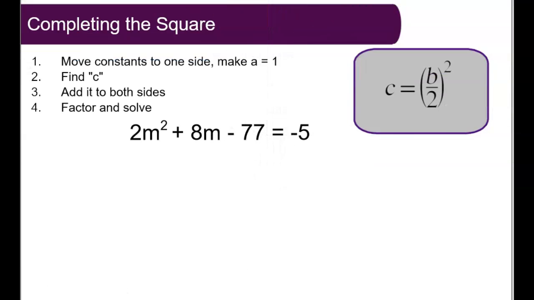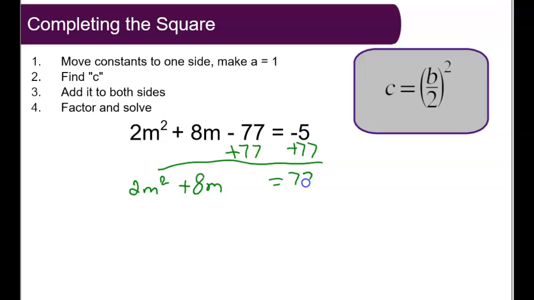For this next equation, let's move the constants to one side. So I'm going to add 77 on both sides. I get 2m squared plus 8m. That's going to be equal to 72. Now a is equal to 2 here, so I'm going to divide both sides by 2. And remember to divide everything by 2. So 2m squared becomes m squared. 8m becomes 4m. That's all going to be equal to 36.